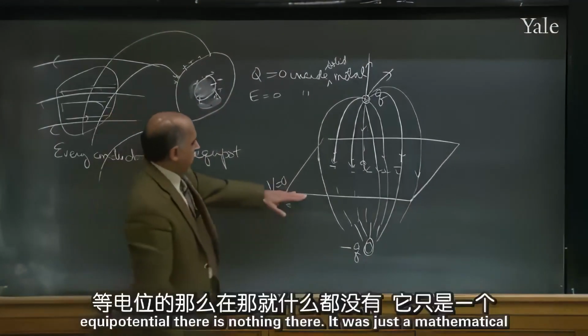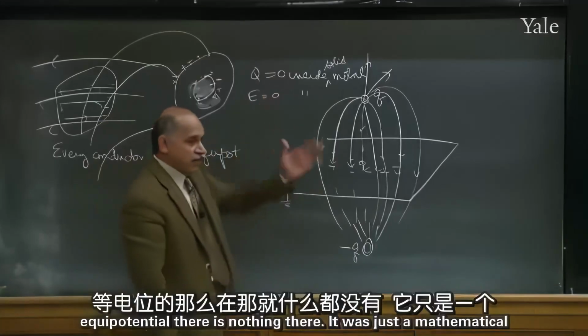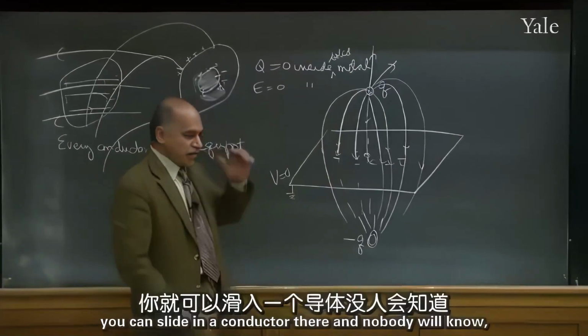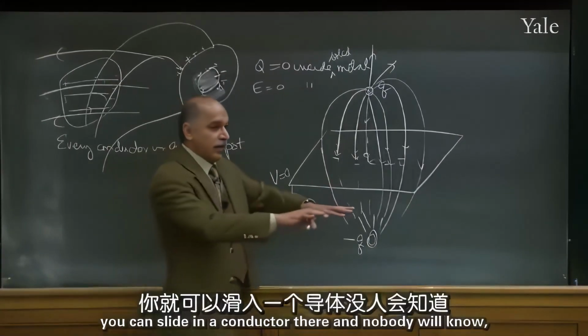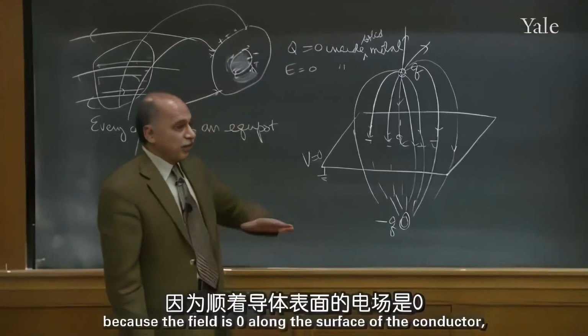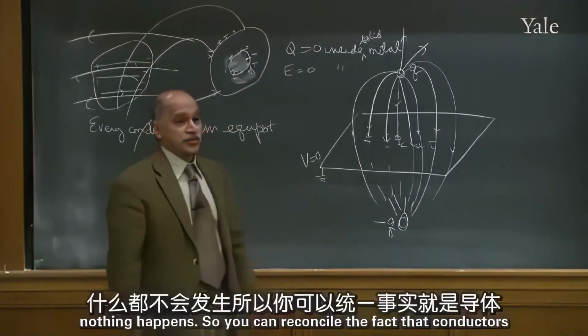If it's an equipotential, there was nothing there. It was just a mathematical surface on which V was constant and equal to 0. If V is constant, you can slide in a conductor there and nobody will know, because the field is 0 along the surface of the conductor, so nothing happens.